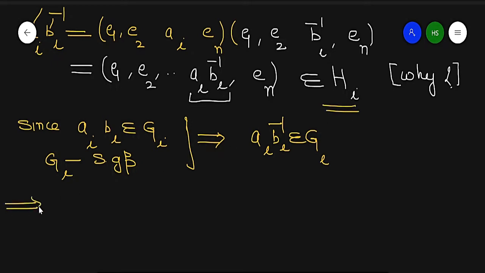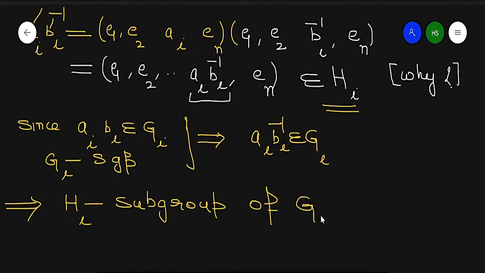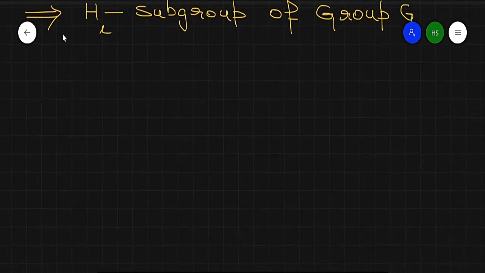So it means this Hi is basically a subgroup of the group, this is equal to G, right? So it is my first step to prove it is a subgroup. Now second is to prove it is a normal subgroup.